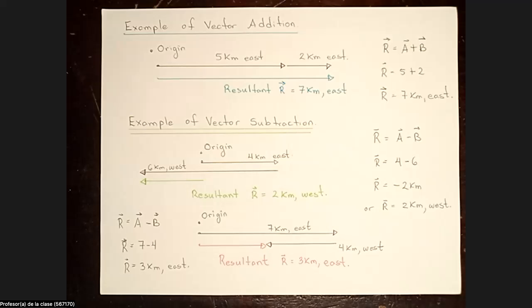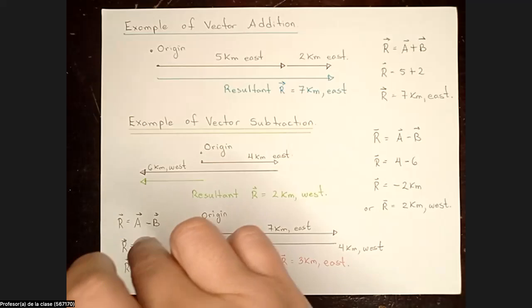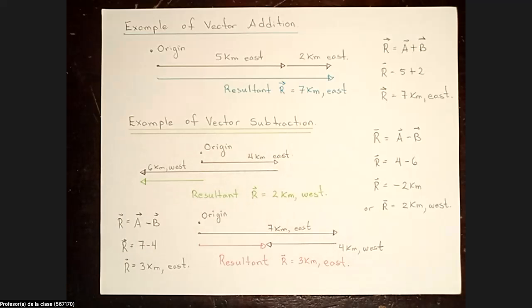So if the subtraction between these two quantities is a positive number, that represents that the final position of the resultant vector will point to the east. So remember, if the resultant is positive, that means that the direction is to the east. And that's it. It's great.